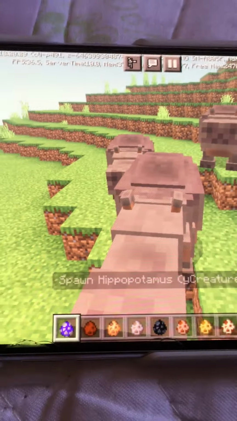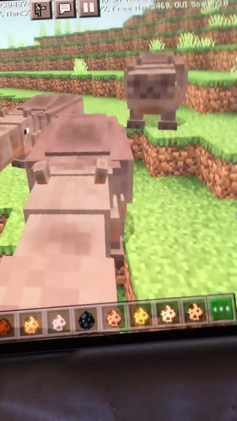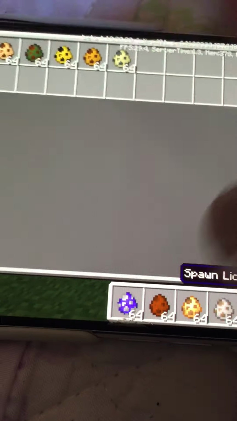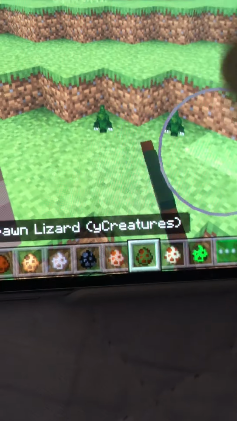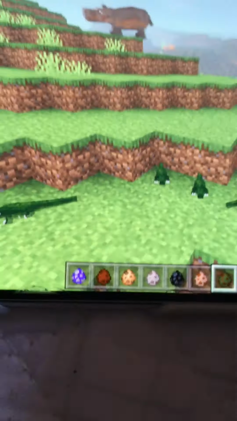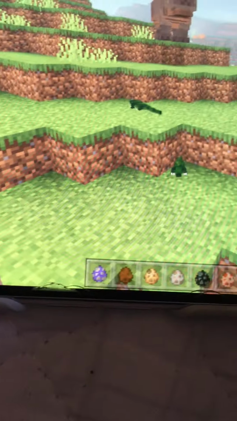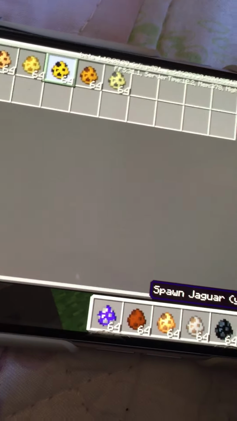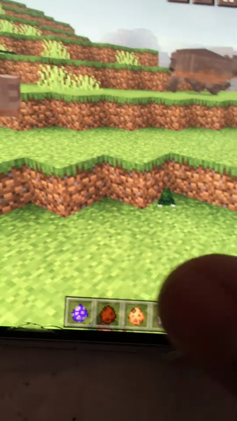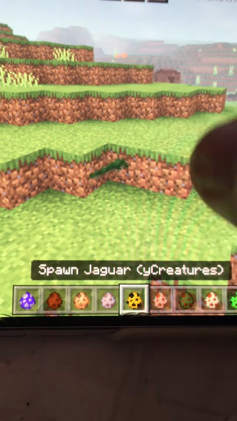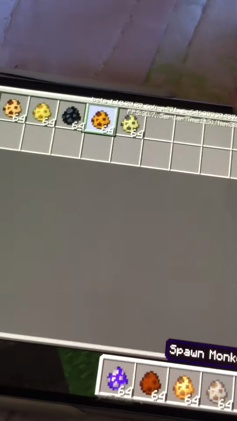H is for hippopotamus. Hippopotamus. I is for iguana. Iguana. And his tongue is eaten by bugs. Haha. J is for jaguar. Jaguar. And these jaguars chasing tail.